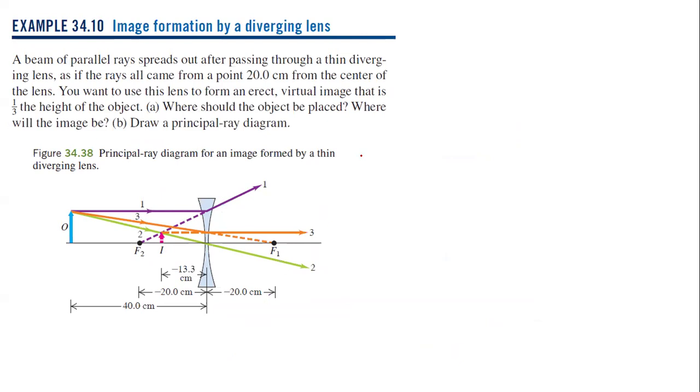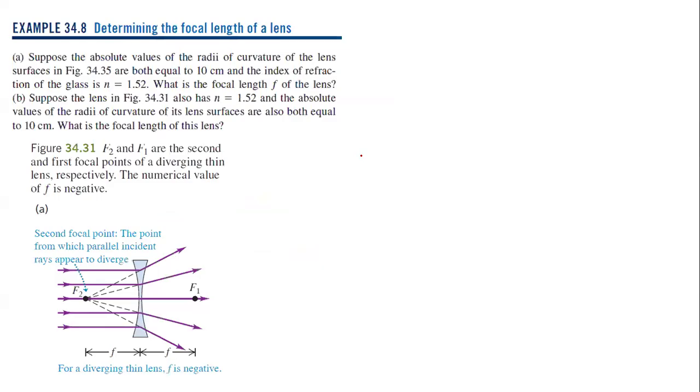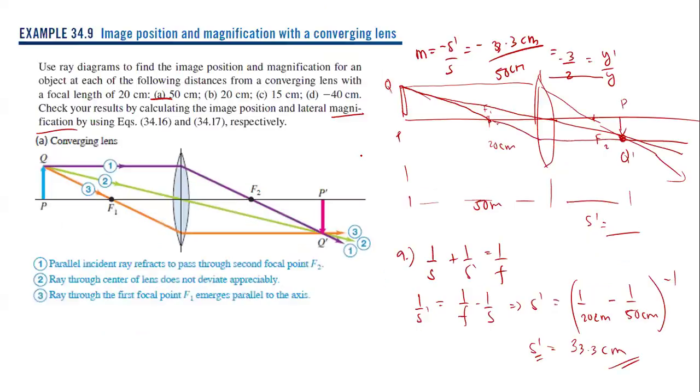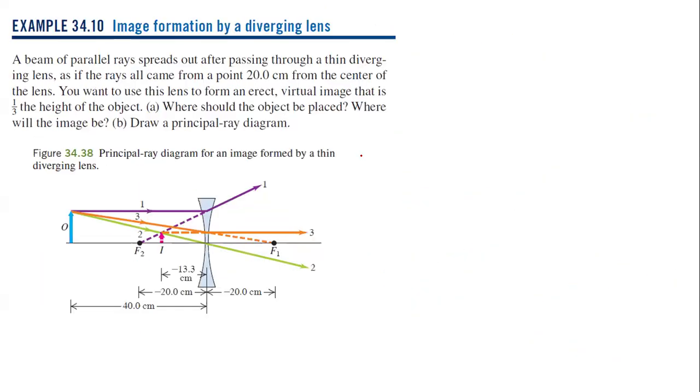So a beam of parallel rays spread out after passing through a thin diverging lens, as if the rays all came from a point 20.0 centimeters from the center of the lens. Okay. Ang atong basihanan ni is this one, the graphical method. Let's base our answer on this graph.